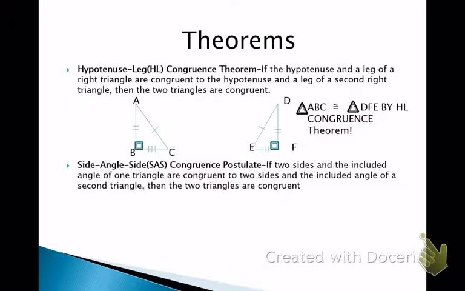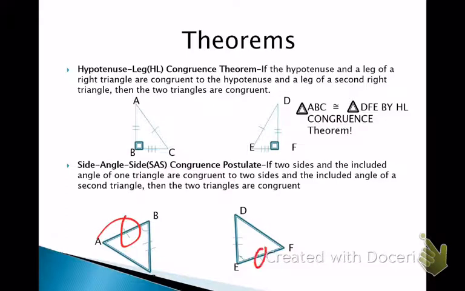Okay? The other postulate is the side angle side congruence postulate. It says if 2 sides and the included angle of one triangle are congruent to 2 sides and the included angle of a second triangle, then the 2 triangles are congruent. It would look something like this. 2 sides, here and here, and then here and here are congruent.